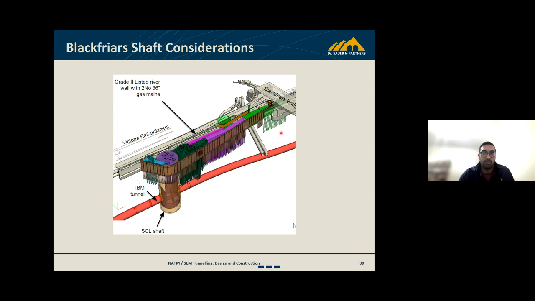Blackfriars is another site along the Thames Tideway corridor, which I worked on. Again, a cofferdam, but this time, instead of having any connection adits or anything like that, the SEM shaft, which was built, essentially intercepted the TBM tunnel and drove right through it.